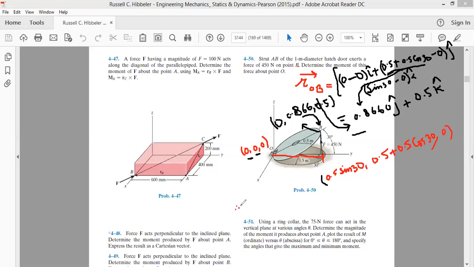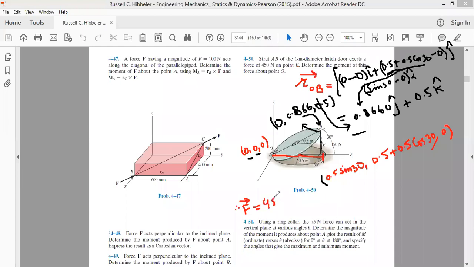Therefore, as far as force F is concerned, we can write the force F vector as equal to its magnitude. The magnitude is given to us, it's equal to 450 Newton.